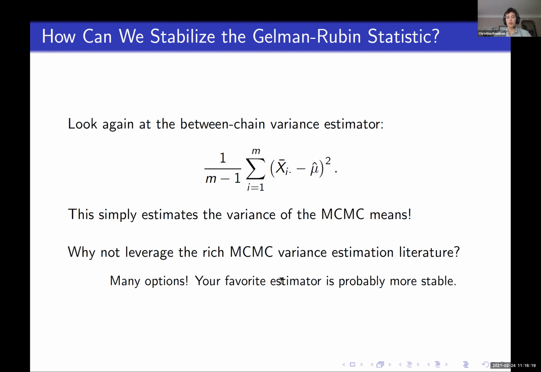Okay, so if we look again at this between chain variance estimator, here it is. If we have any background in MCMC, more theoretical research, then we know that this is just the variance of the MCMC means. And there's a whole lot of research that has happened in the last 30 years since the Gelman-Rubin diagnostic first came out. So what we decided to do is just leverage the last 30 years of variance estimation literature. There are a whole bunch of better variance estimation techniques, and you could choose any of the ones established in the last 30 years, and it's going to be more stable than the one that Gelman and Rubin used in their original diagnostic. So lots of different options.